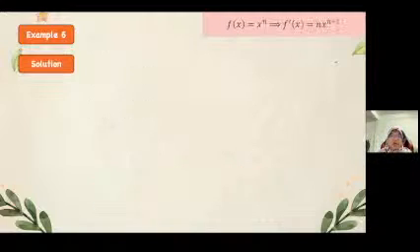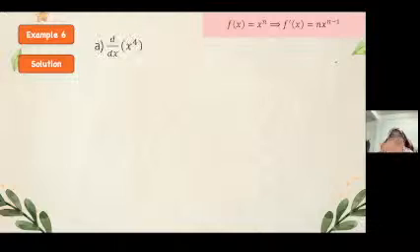And then the second one, we have the power rule, where if we have x to the power of n, the derivative is n x to the power of n minus 1. Okay, so what happens if we have to differentiate x to the power of 4? Check the power first: x to the power of 4, so the power is 4.